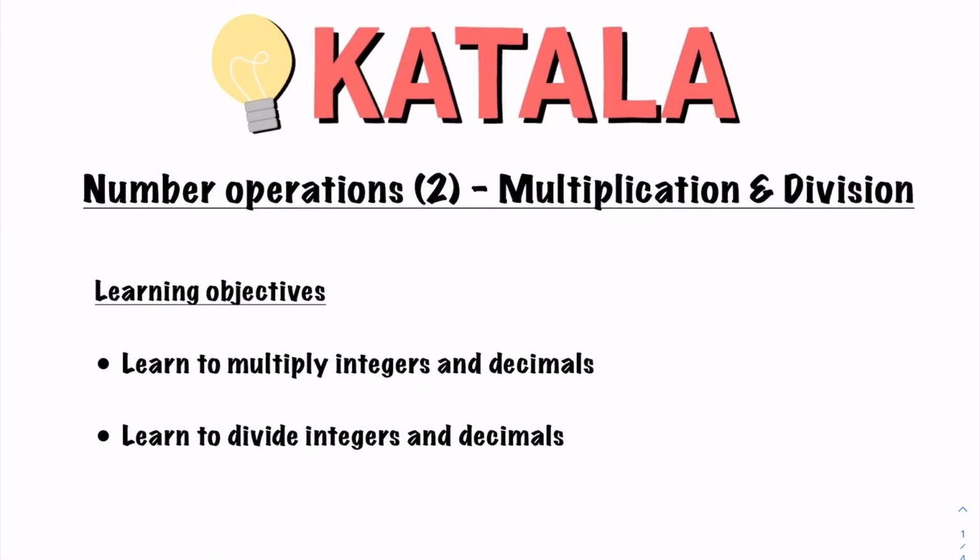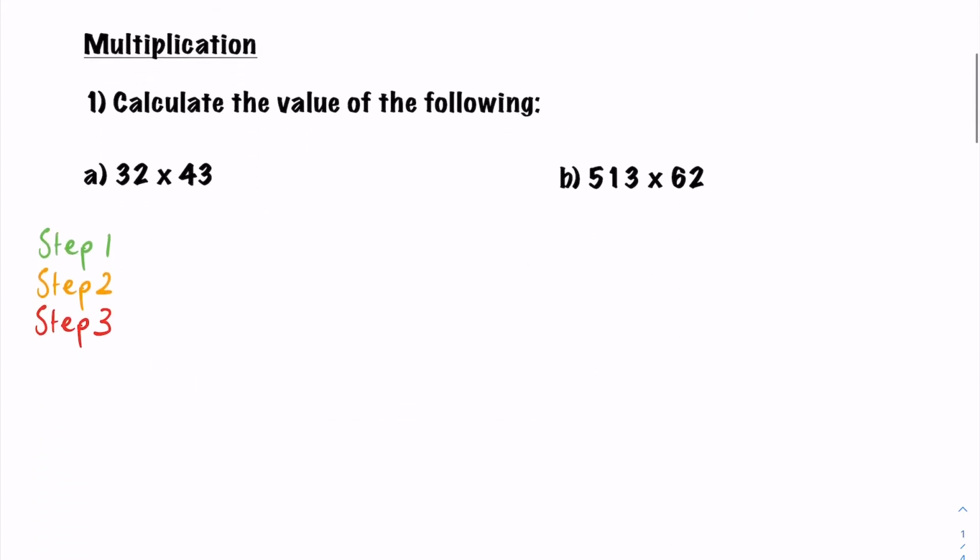Today we're looking at number operations part 2, which is multiplication and division. So we're going to start with multiplication. I'm going to learn how we can multiply both integers as well as decimals before looking at how to divide integers and decimals. So starting off with multiplication.